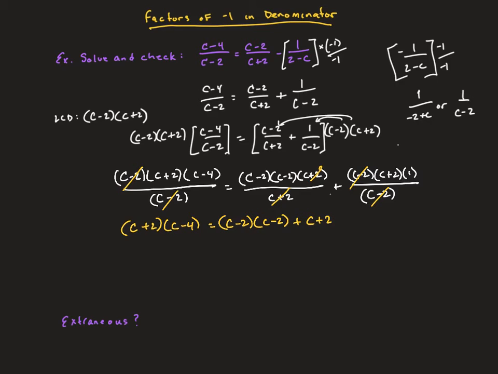Now we can do some multiplying before we can combine like terms. So when we use the distributive property, this side over here will become c squared minus 2c minus 8, which is going to be equal to c squared minus 4c plus 4 plus c plus 2. All I did was multiply it out using the FOIL method, and if you need assistance with that, there's another video for you to watch there.